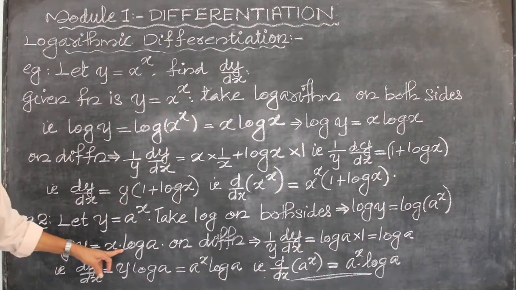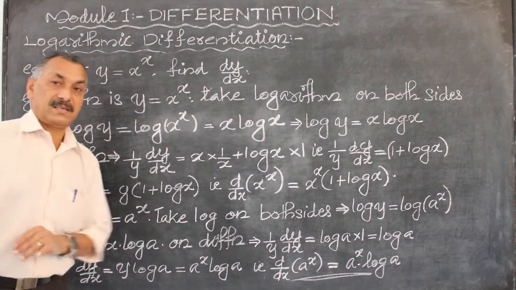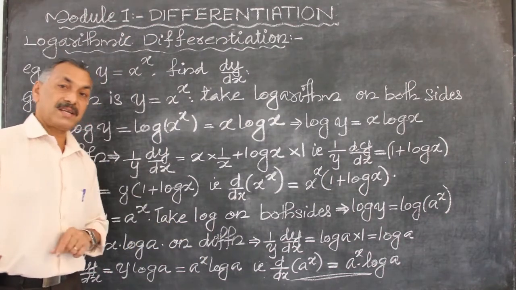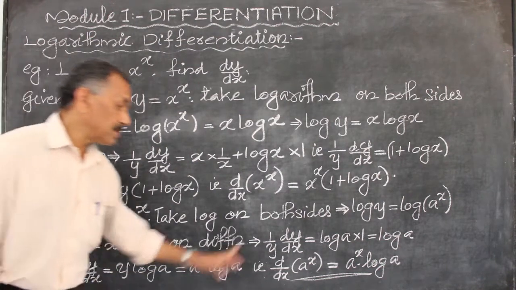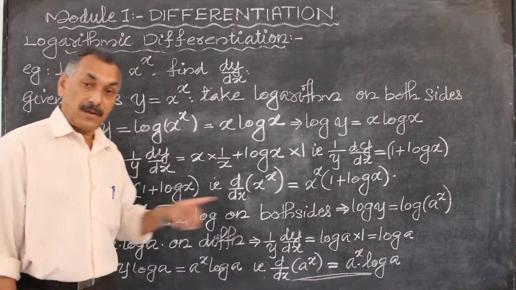Logarithm property applied. Now differentiate here. What is the derivative of log y? Derivative of log y is equal to 1 by y into the derivative of y.